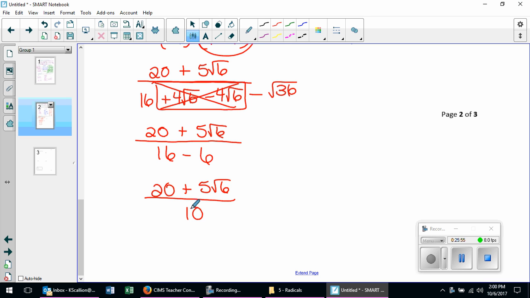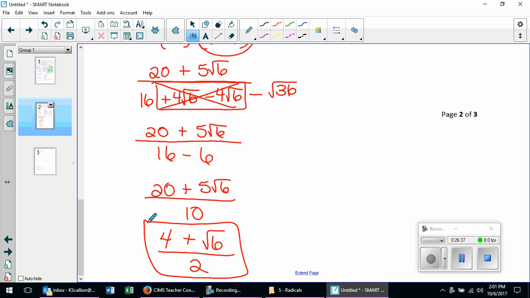Can I reduce that? What can I take out of everything? 10 goes into here nicely, but does 10 go into here nicely? What factor can I take out of all of these? 5. So if I take 5 out of 20, I'm at 4. 5 out of 5? 1, so that's just a root 6. And 5 out of 10? 2. I mean, you can split it up if it helps you.